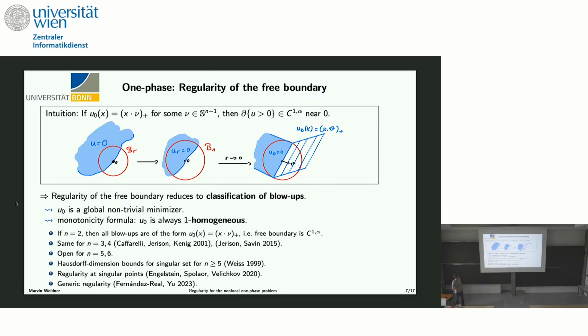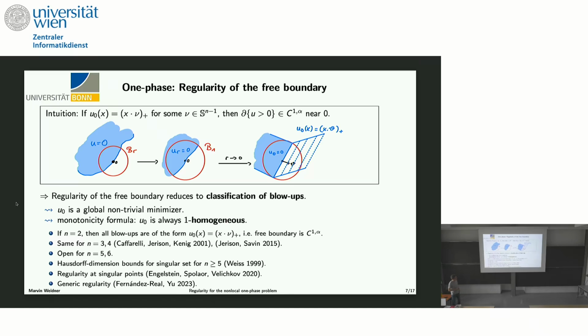So it's well known that this classification of blowups always gives you this one-dimensional situation in 2D, right? And in 3 and 4D, it was proved much later by Caffarelli, Jerison, Kenig, and Jerison, Savin. And in dimensions 5 and 6, this is still open, right? So in dimensions 5 and 6, it's not known whether all blowups will look like this or whether there are counterexamples. However, dimension 7 is the first where you see counterexamples.